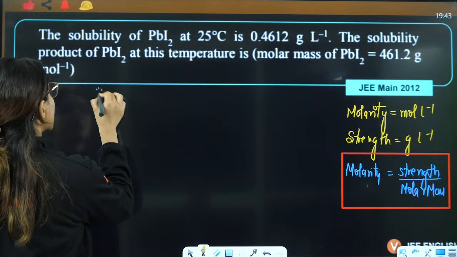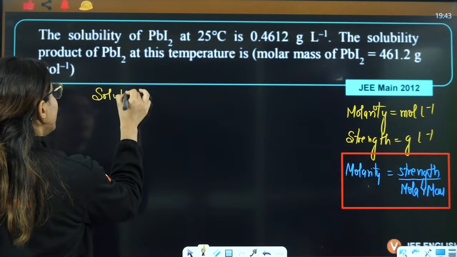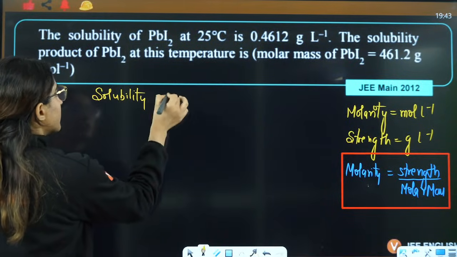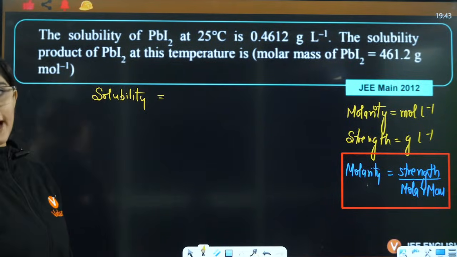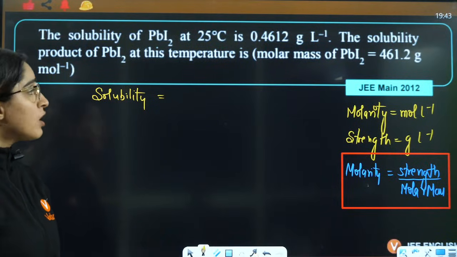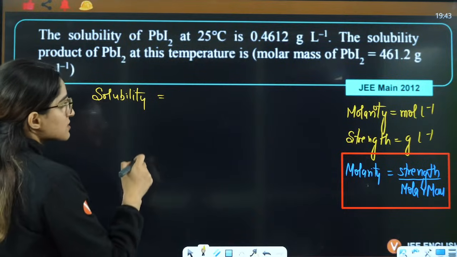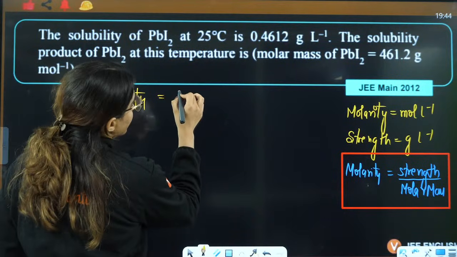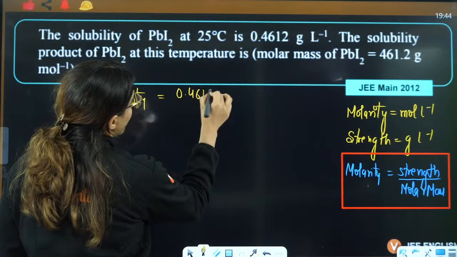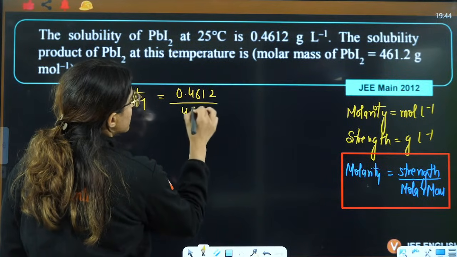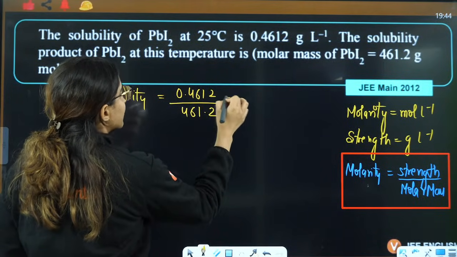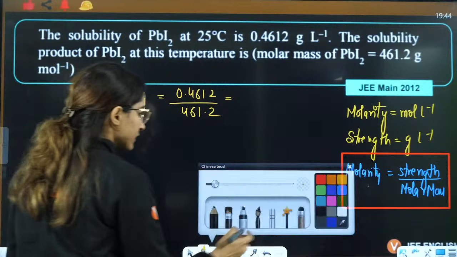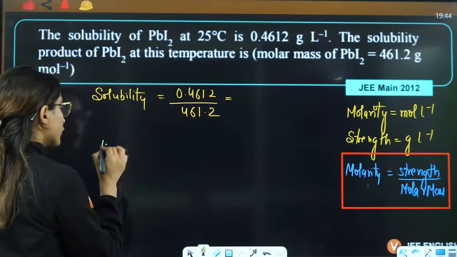molarity, or you can just write solubility, in terms of mole per liter. So I'll just divide the strength, that is 0.4612, by 461.2, and that's how you will get your solubility here. Then see what is the value of Ksp.